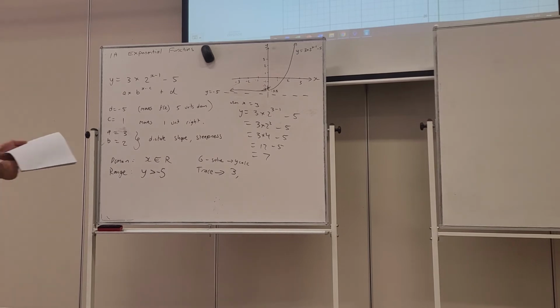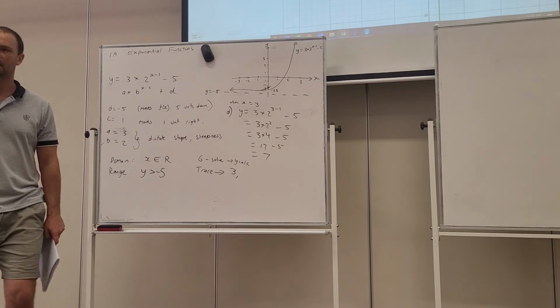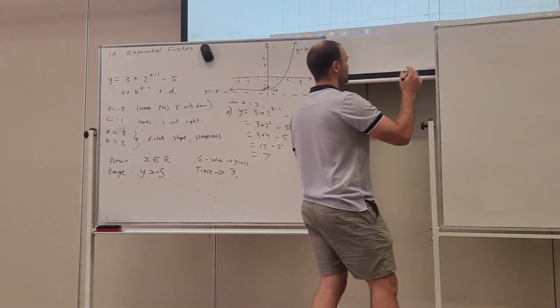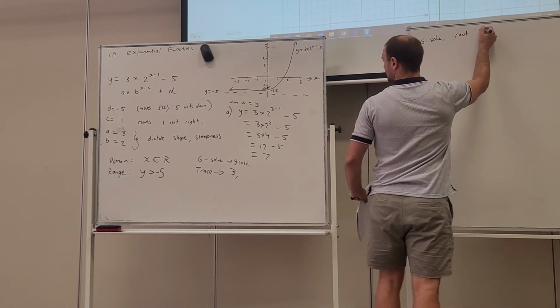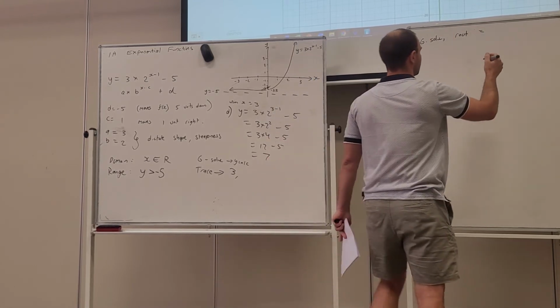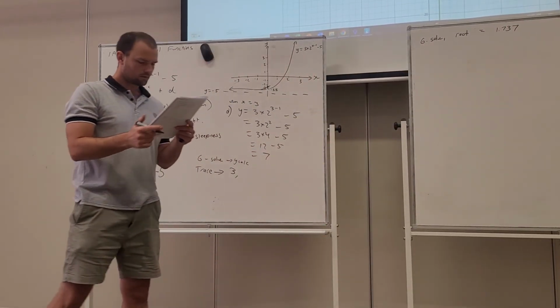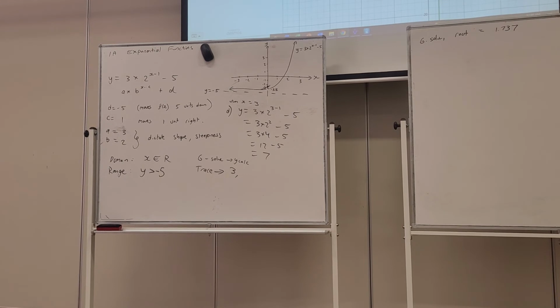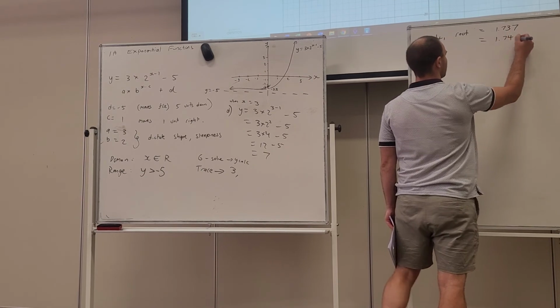That's part D. Part E, find the x-intercept using technology. So we're going to just G-solve the root. And I'll put it up here, it's like 1.737. Now to 3 significant figures, that would be 1.74.